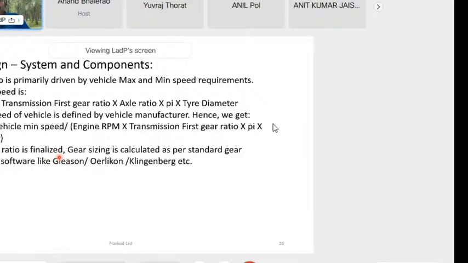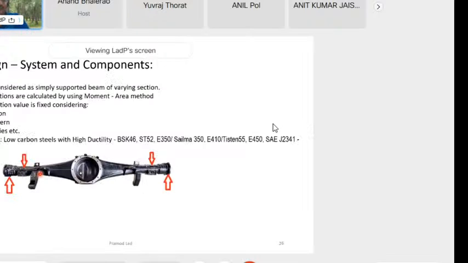Once the axle ratio is finalized, gear sizing is calculated as per standard gear manufacturer software like Gleason, Oerlikon, Klingelnberg. These are specialized gear manufacturers or gear technology experts, I will say. We get gear manufacturing machines from them, gear manufacturing technology from them, and gear manufacturing software from them. So hypoid gear is a very specialized design, and that is done with the software from these. These are the global leaders in that.